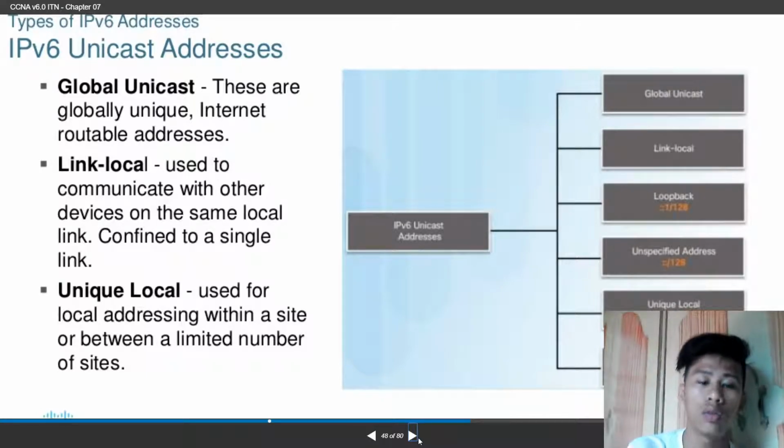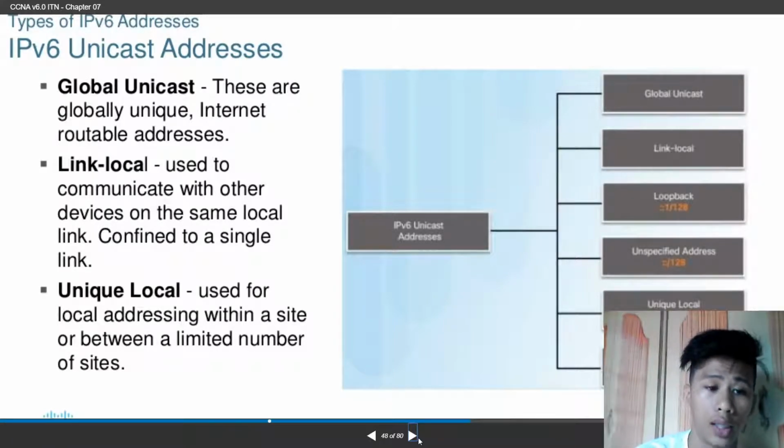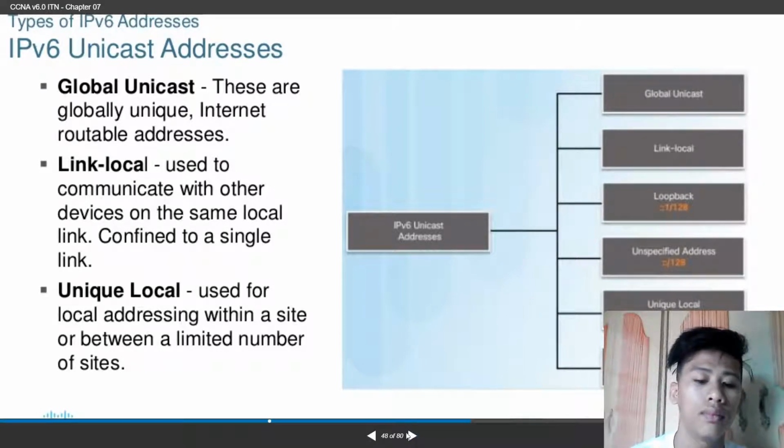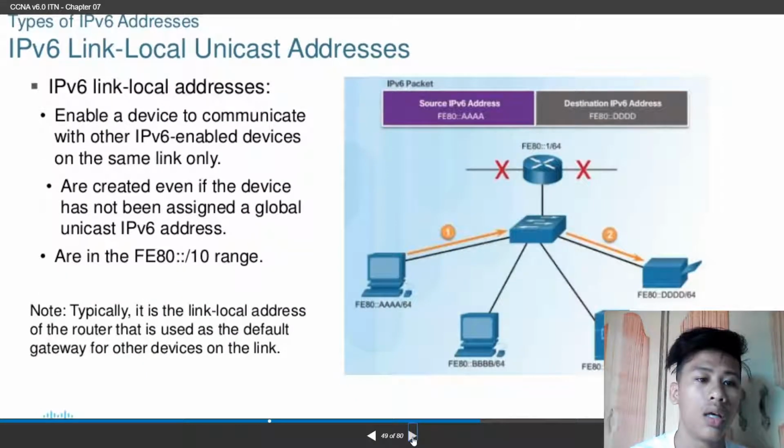Global unicast is the internet routable address, and link local is used to communicate with other devices on the same local link, and unique local is used within a site or between a limited number of sites. IPv6 link local addresses are created even if the device has not been assigned a global unicast address.